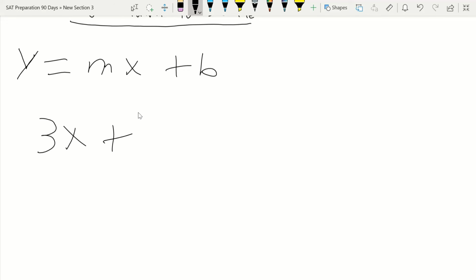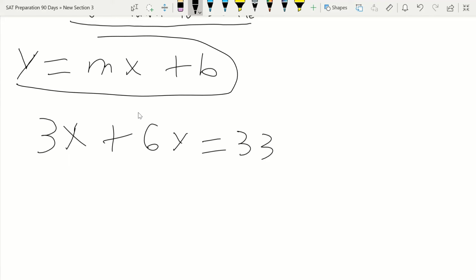Let's say I was given the equation 3x plus 6y equals 33. And let's say that I needed to put that into slope-intercept form, right? y equals mx plus b. Or say I just wanted to because it makes it easier for me to solve a problem. So what I'm going to do is subtract 3x from each side. And then I'm going to divide each side by 6.